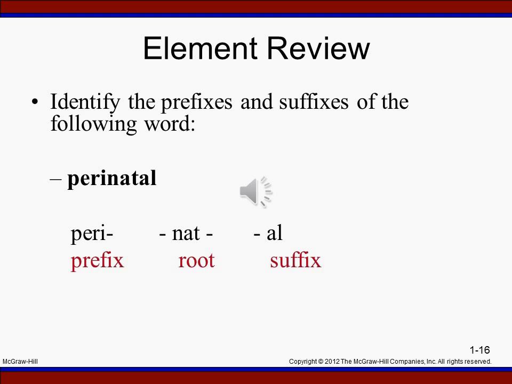Now, what does this word that has a suffix, a prefix, and a root word mean together? Perinatal, what does that mean? Around the time of birth.